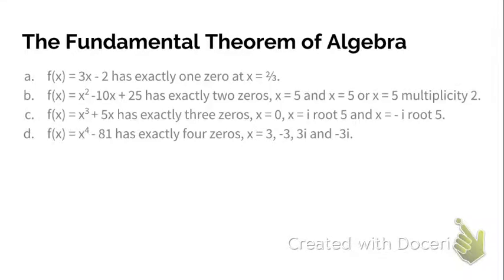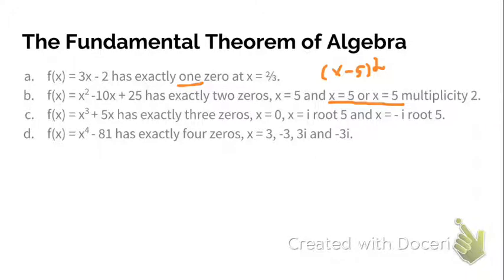If you look at a, 3x minus 2, that function is degree 1, so it has 1 zero. The quadratic in b, if you factored it, would be x minus 5 squared, so it has exactly 2 zeros, but multiplicity of 2. So 1 zero with multiplicity of 2, or 1 repeated zero. So x equals 5 is a zero that comes up twice. So you could factor as x minus 5 times x minus 5.